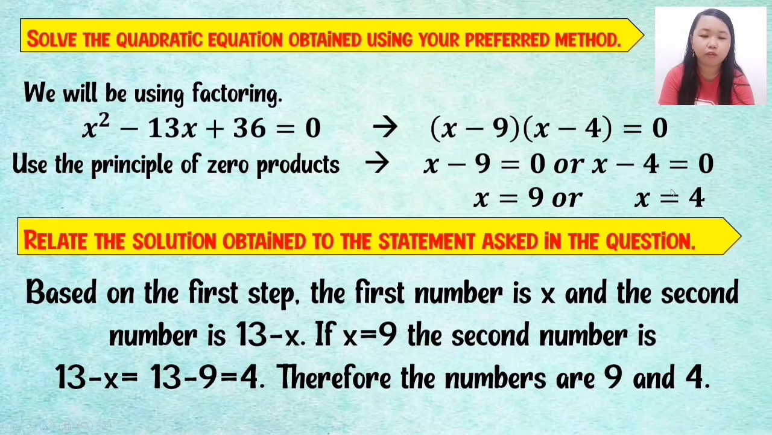The same with if we're going to use the value of x as 4. 13 minus 4 will be 9. So we could get the same answer, 9 and 4. So the two numbers are 9 and 4. 9 plus 4 is 13. 9 times 4 is 36.